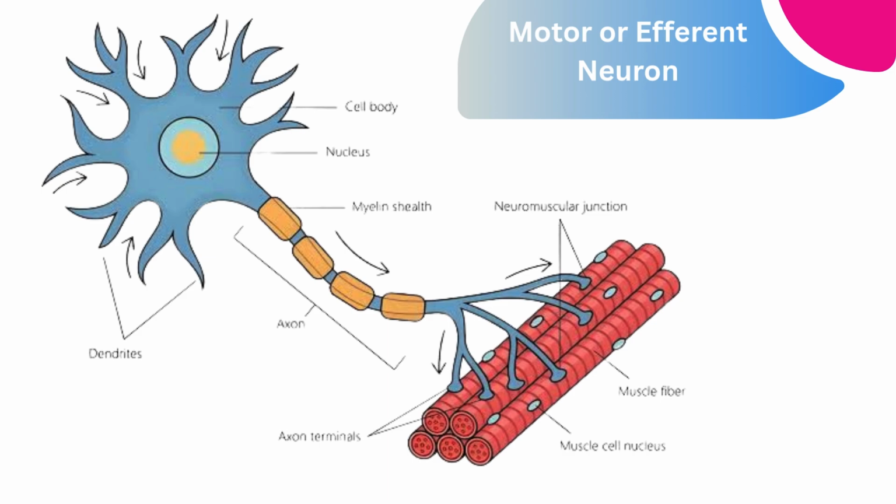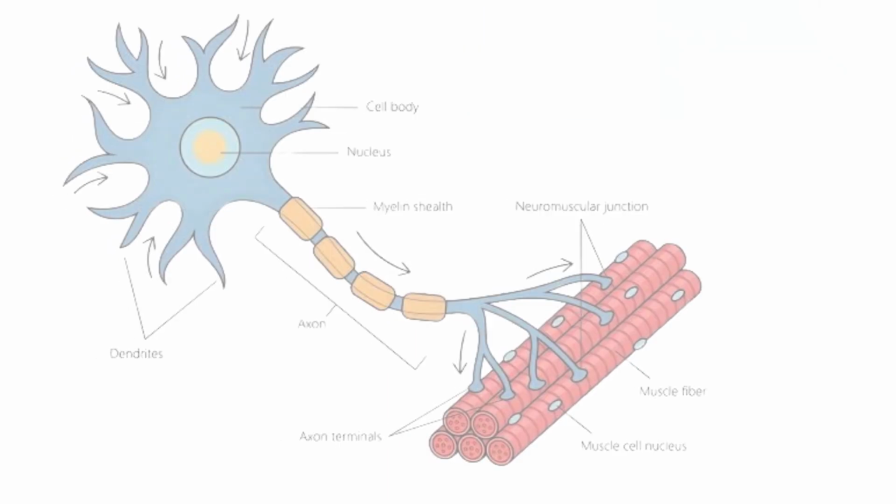The key function of motor neurons is that they receive signals from the brain and spinal cord and transmit them to the muscle fibers, causing them to contract. The dendrites are connected to the intermediate neuron, while the axon is connected to an effector.